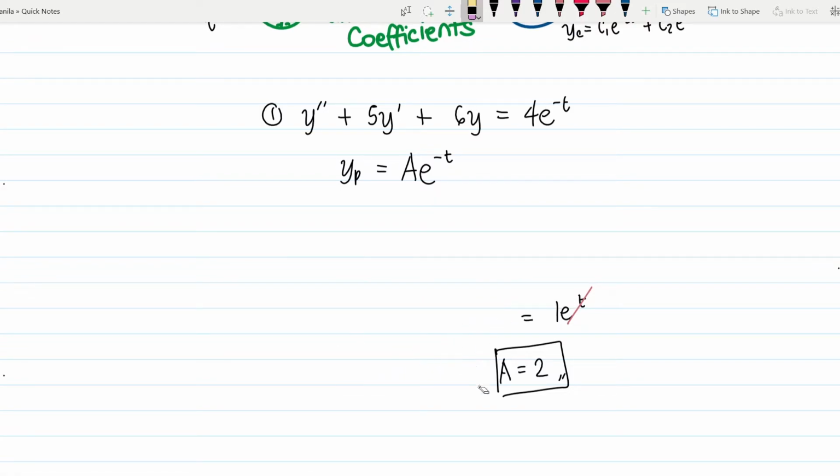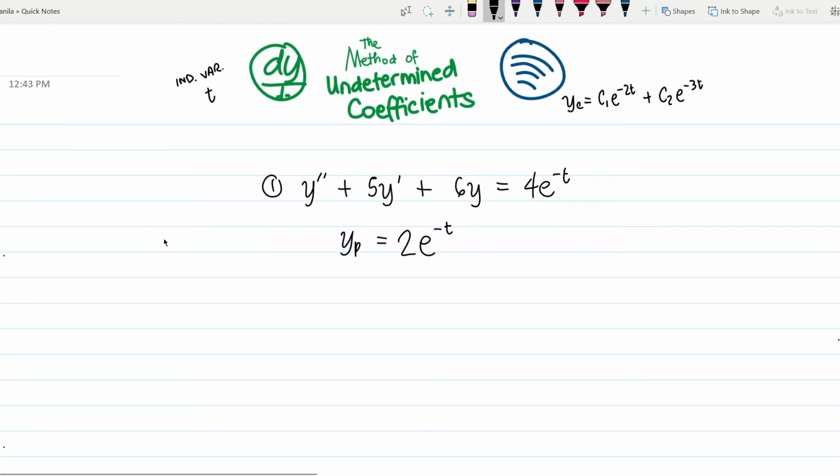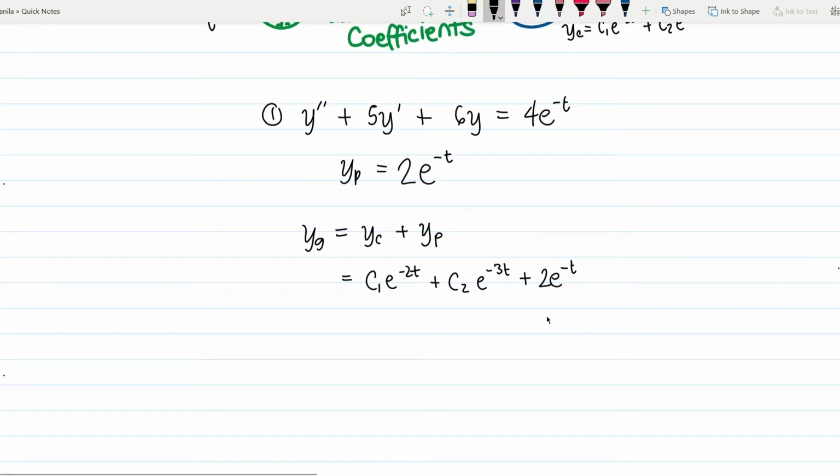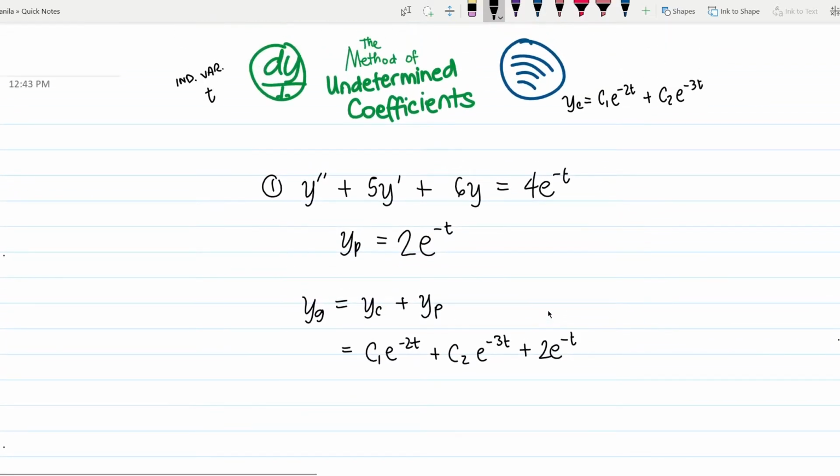Let's just remember that our a is 2. Actually, we can write it down here. We can change that. And then our complementary solution is this one, right? So our general solution should be equal to complementary plus particular, which is going to give us c1 e to the minus 2t plus c2 e to the minus 3t plus, what's our particular solution? That's 2e to the negative t. All right. So that's our first example done.